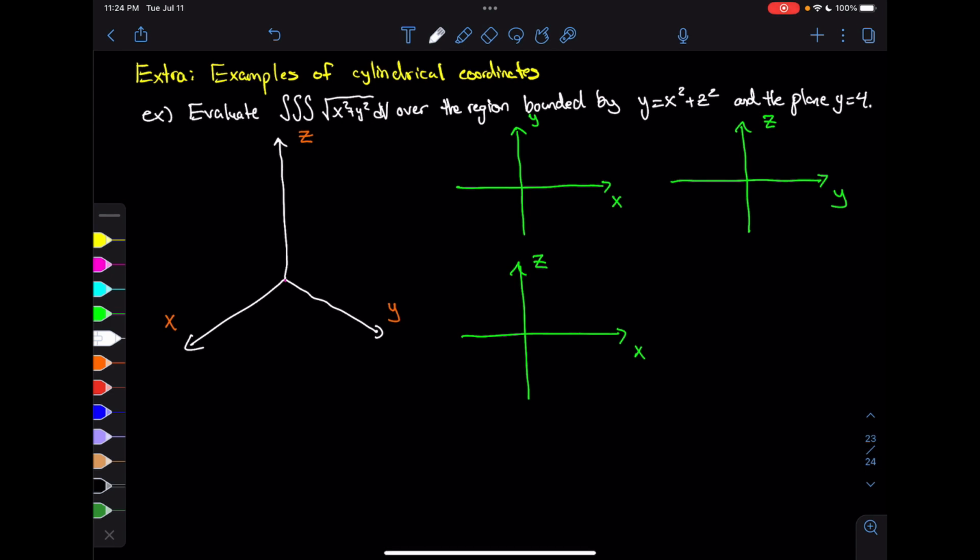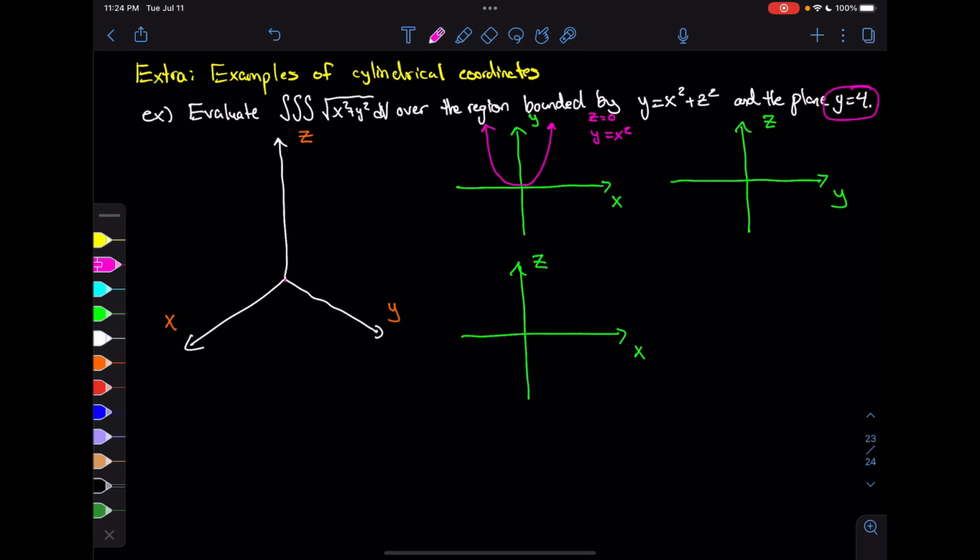So if we don't know what this region of integration looks like, it's probably a good idea to try and sketch it, and I have prepared traces for us to do just that. So let's look at the trace when z equals 0. We get the equation y is equal to x squared, and last time I checked, that looks very much like a parabola. Now, since there is no z on the xy plane, this little slice, we have nothing else to sketch.